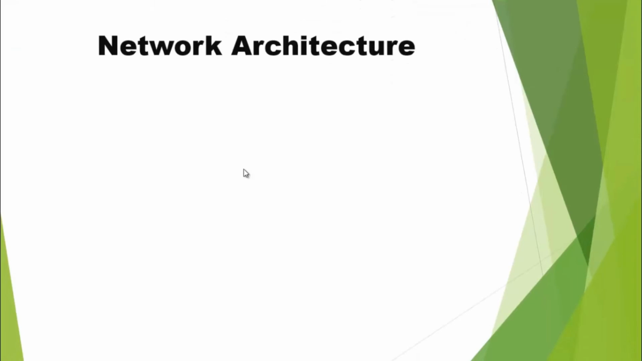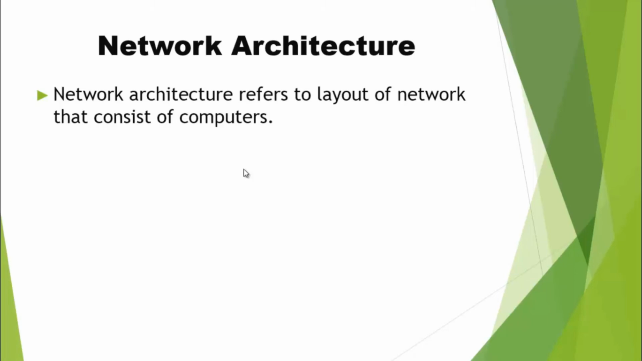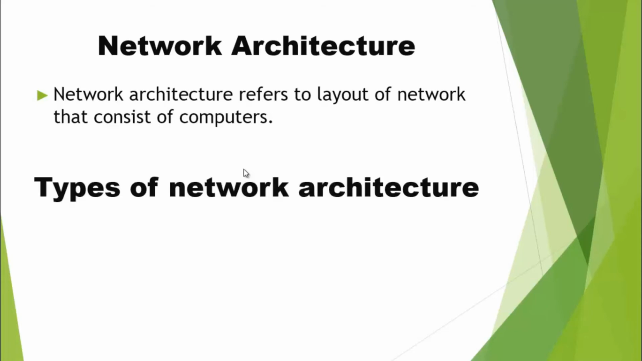Next we have network architecture. What is meant by network architecture? By network architecture we mean that it refers to the layout of a network that consists of computers. Whenever you connect your computers in different ways, that is called network architecture: how a network will be designed. Here we also have types of network architecture.